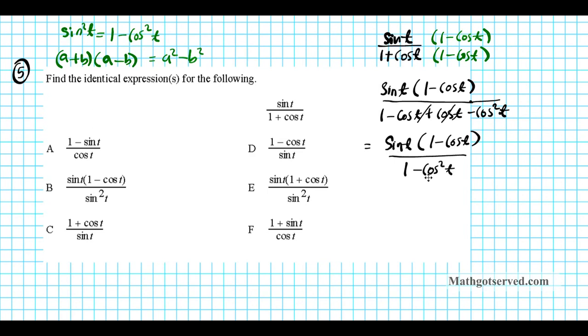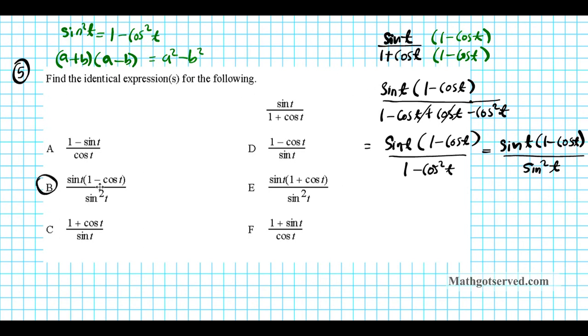So 1 minus cosine squared t is equal to sine squared t. We can make that substitution here. So we have sine t times 1 minus cosine t over sine squared t. Okay, if we freeze for a minute, we'll find out that we've had a match. All right, option D is an identical expression to this expression right here.